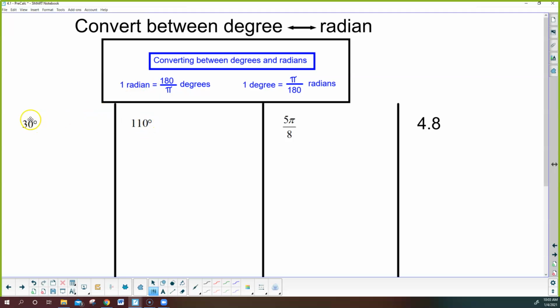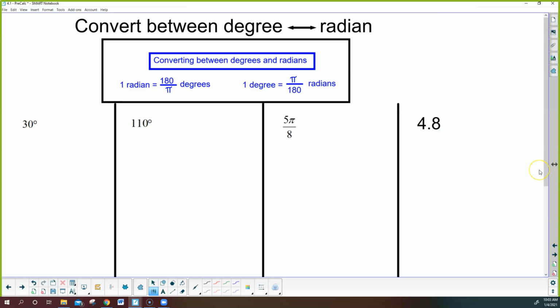So these two are in degrees. We know that because of that little degree symbol there. So we want to convert them to radians. Now look at over here. This has pi in it, so it obviously is a radian measure. If there is no degree symbol, then it's automatically assumed that this is radians.